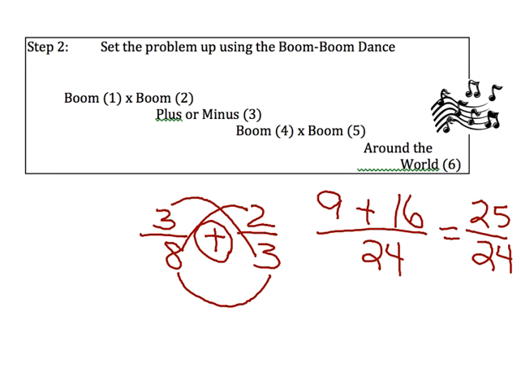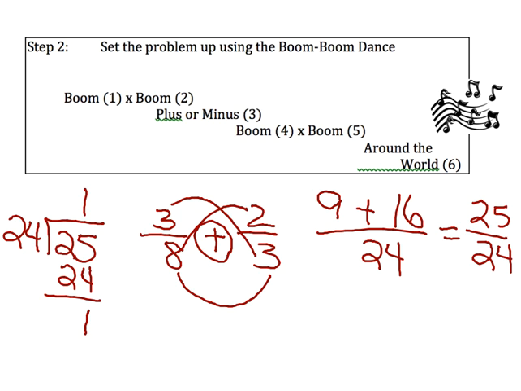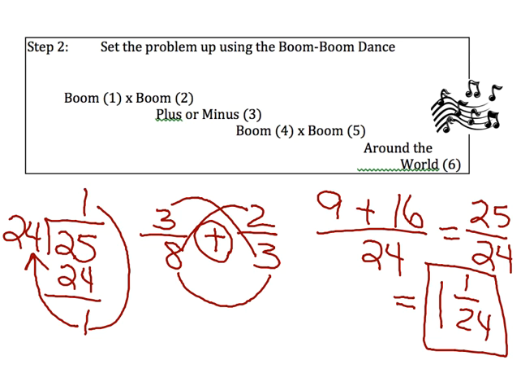How easy was that? But we're not done yet. That is an improper fraction, so we need to make it into a mixed number, dividing the denominator into the numerator. It goes 1 time with 1 left over. 1 and 1/24. So the proper answer is 1 and 1/24. That's using the boom boom method.